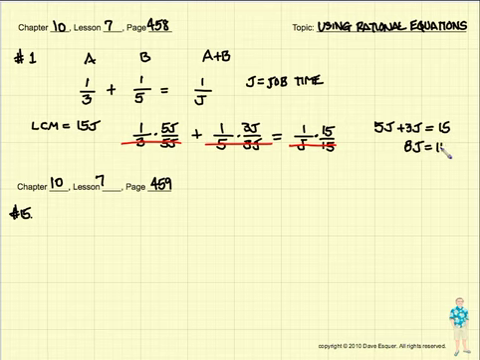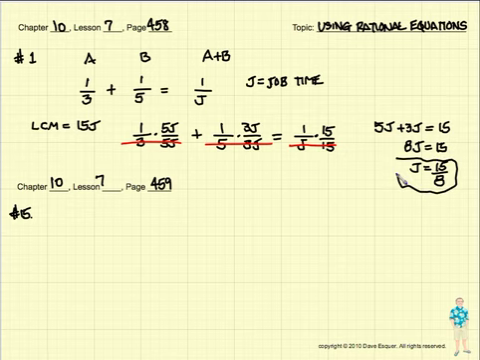8J turns out to be 15, or J turns out to be 15/8 of an hour, 1 7/8 of an hour. So there's our answer for number 1.